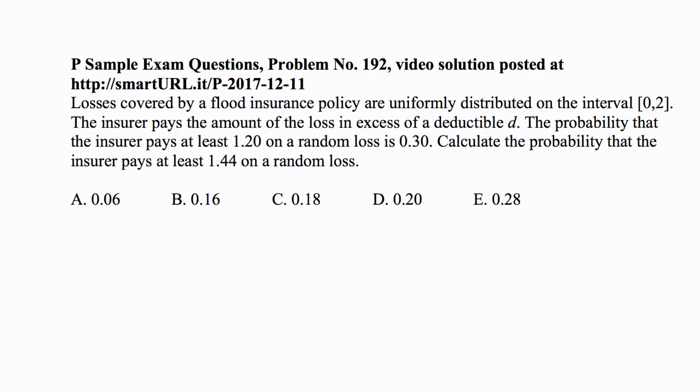smarturl.it/help-ISU-actuary. The problem for today: losses covered by a flood insurance policy are uniformly distributed on the interval 0-2. The insurer pays the amount of the loss in excess of a deductible D. The probability that the insurer pays at least 1.20 on a random loss is 0.30. Calculate the probability that the insurer pays at least 1.44 on a random loss.